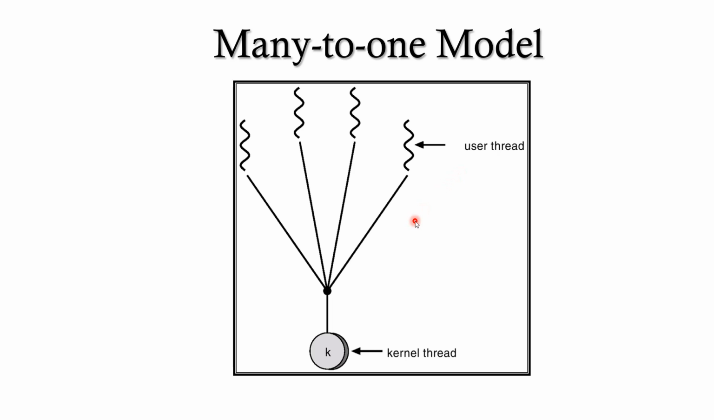Also, because only one thread can access the kernel at a time, multiple threads are unable to run on a multiprocessor system. As you can see in this example, each of the threads is actually using the kernel thread. So when this thread is using it, the other threads cannot use it. Once the second thread is using it, the other threads have to wait. That is why they are unable to run on a multiprocessor system. An example of such a many to one model is green threads. A thread library is also available for Solaris.